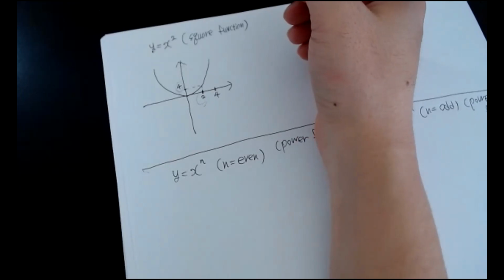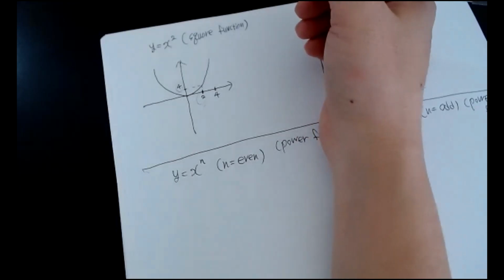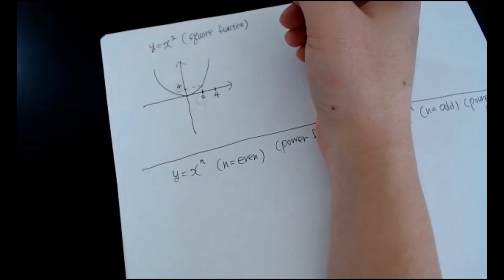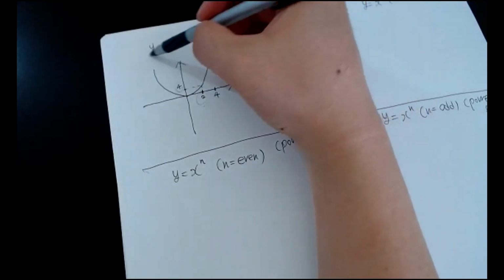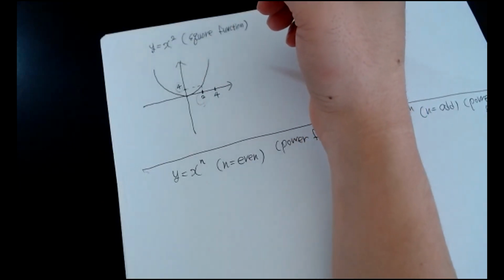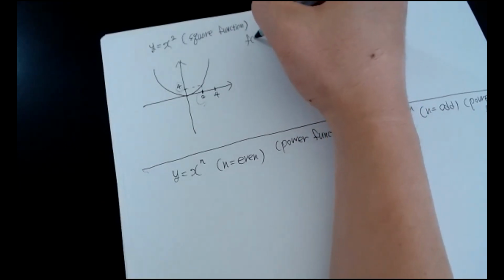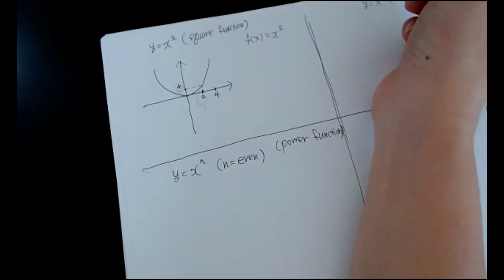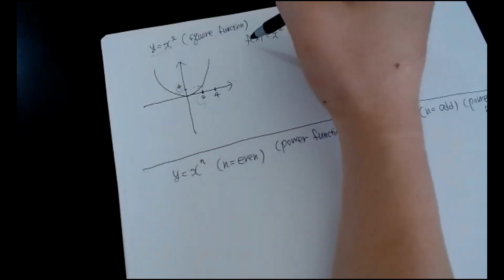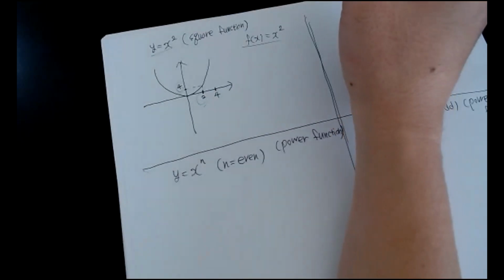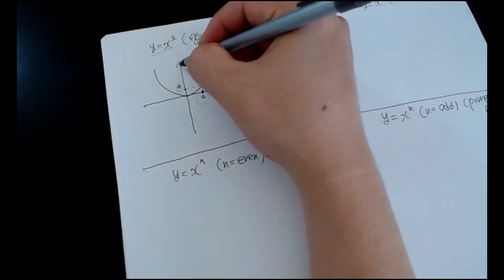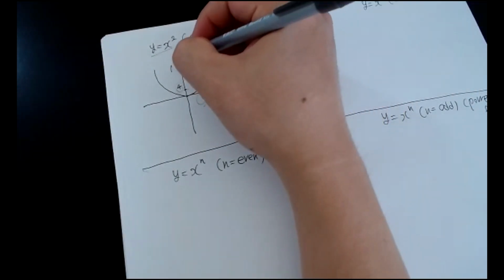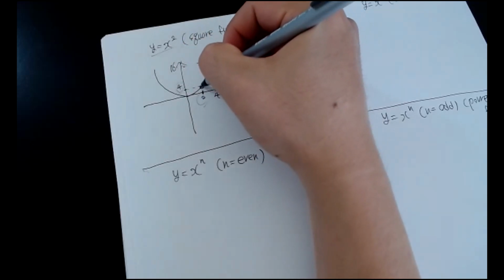Now we know how to express this in function notation: f of x is equal to x squared. Told you, right? So y equals x squared, f of x equals x squared. It's identical. Now when x is 4, then what? We get 4 squared, which is 16. 16 right there.